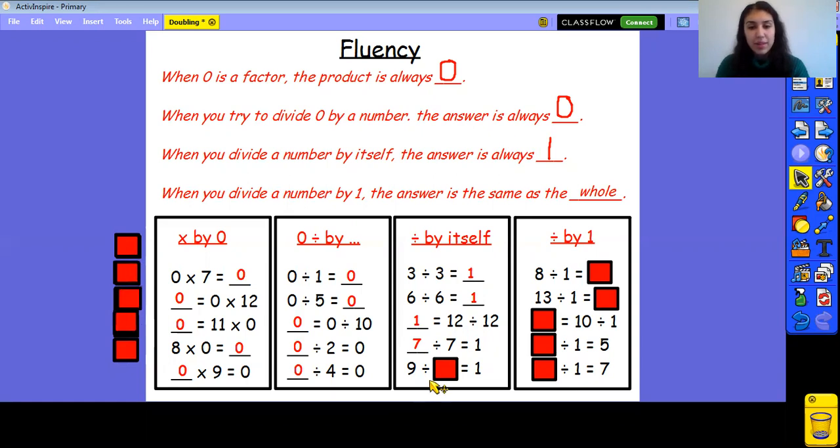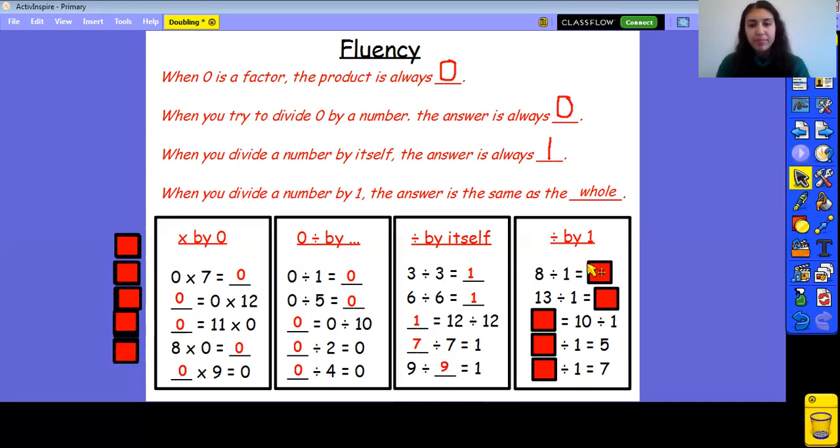And this one is missing. So 9 divided by something equals 1. Well, it's that same thing again. I know my answer is 1, and this happens when I divide a number by itself. So if I'm starting with 9, I must also be dividing by 9.